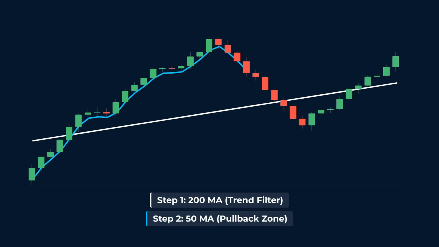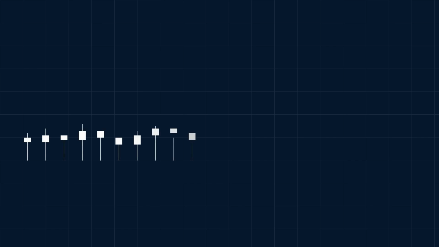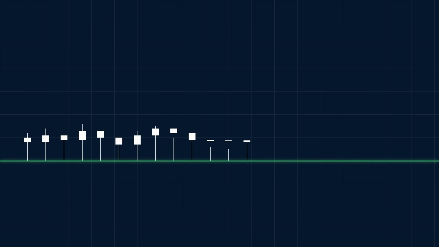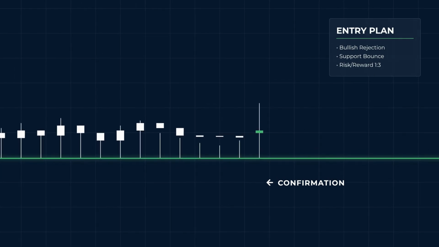Step 2. Add the 50 moving average to watch for pullbacks. In an uptrend, wait for price to reach that 50 zone. Step 3. Check for horizontal support or resistance nearby. Step 4. Wait for price action confirmation, like a rejection candle or a break of structure. Plan your entry, stop loss, and target before you enter.